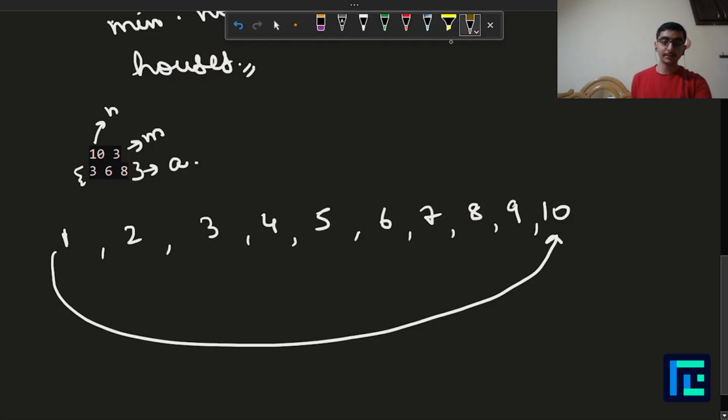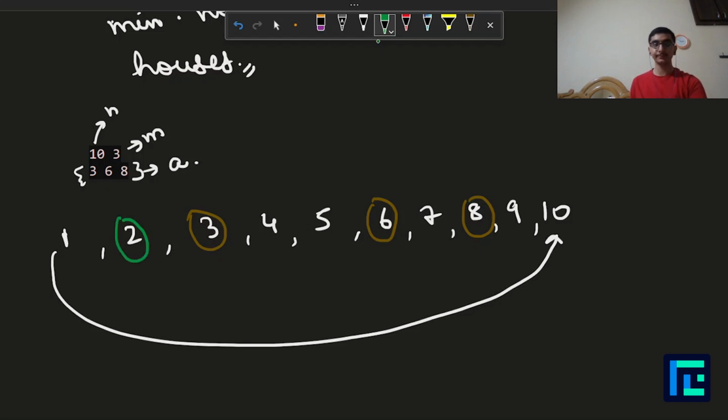But it is also given that the houses 3, 6, and 8 are already infected before the start of any operation. So now Serno has to start her job and start protecting houses. So let's denote all the protected houses with the color green, right? So on day 0, what Serno can do is protect the house 2, right? This house is protected. Now again, all the infected houses will be denoted with the color yellow.